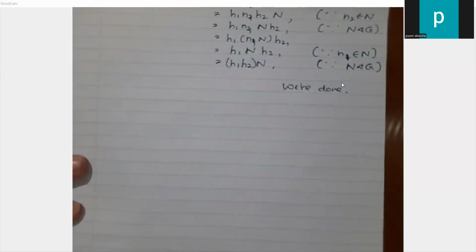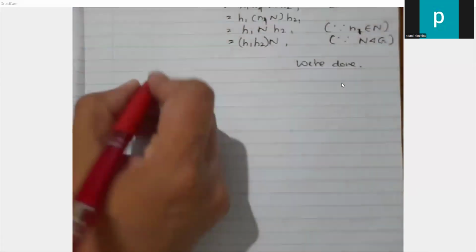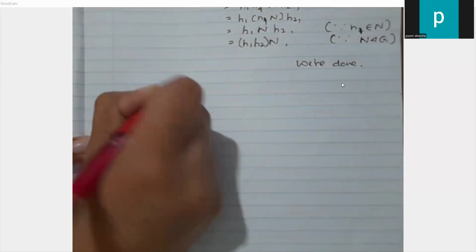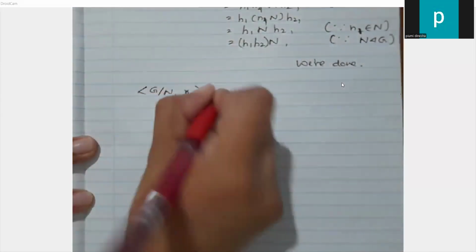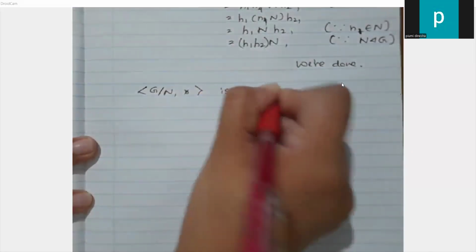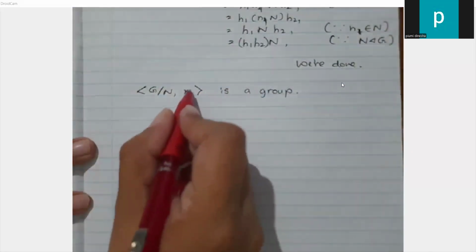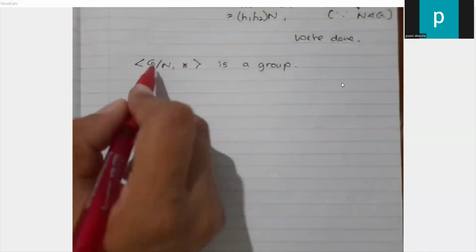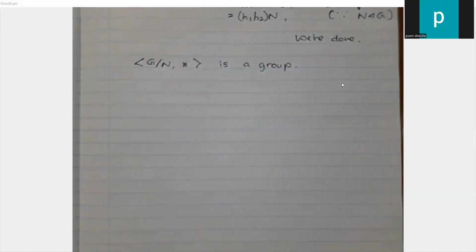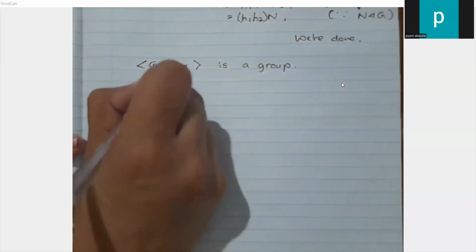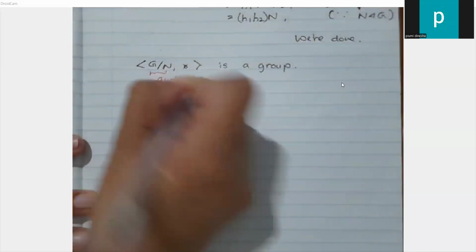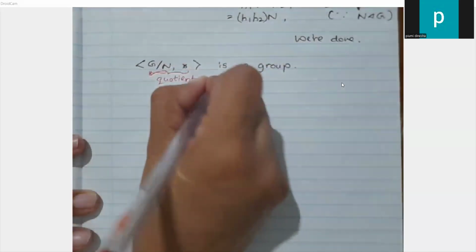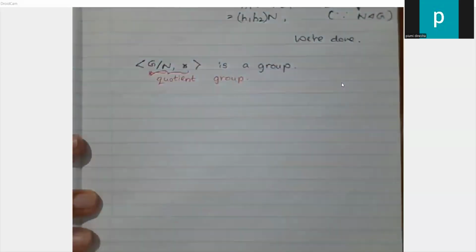Okay. Now we will show that G over N, by this star, is a group. We already know that star is a binary operation defined on the quotient G over N, right? This is what we call the quotient group, right? So we have to prove that this is a group. First, we have to prove associativity.